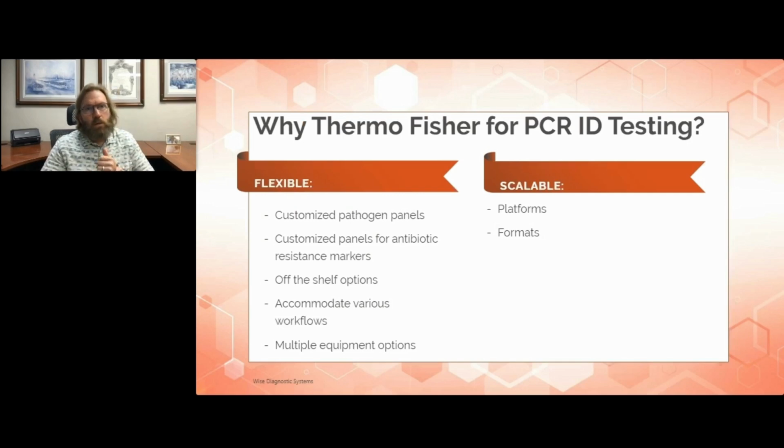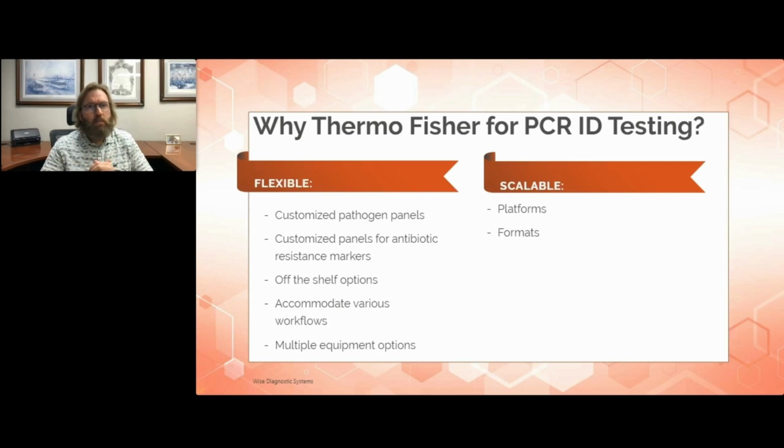So when we've looked at expanding our test menu, we looked at a number of different platforms. I have a lot of experience with various platforms. In a previous company, we used Luminex and the xTAG platform when we brought on a GI pathogen panel. When I started this company initially, we started out with the BioFire FilmArray, doing just GI and respiratory panels.